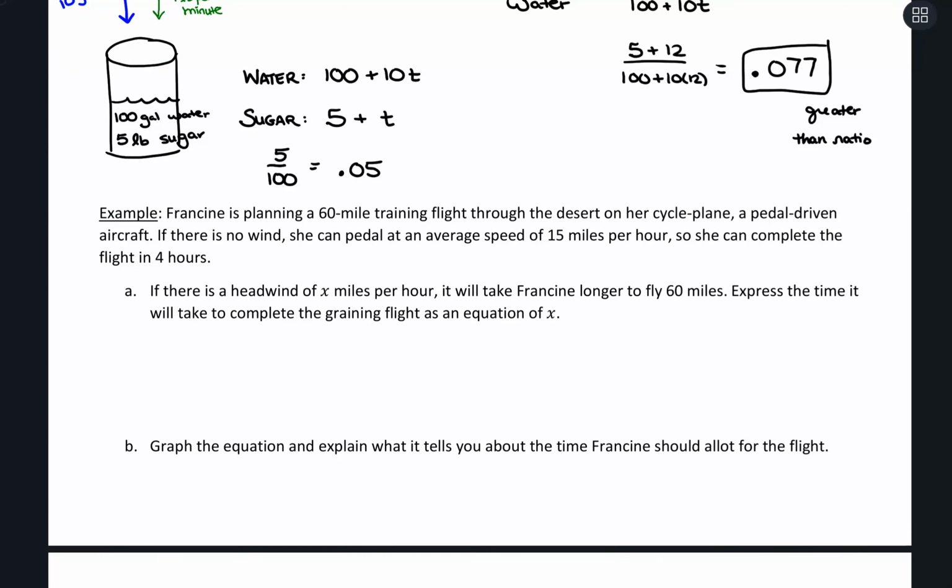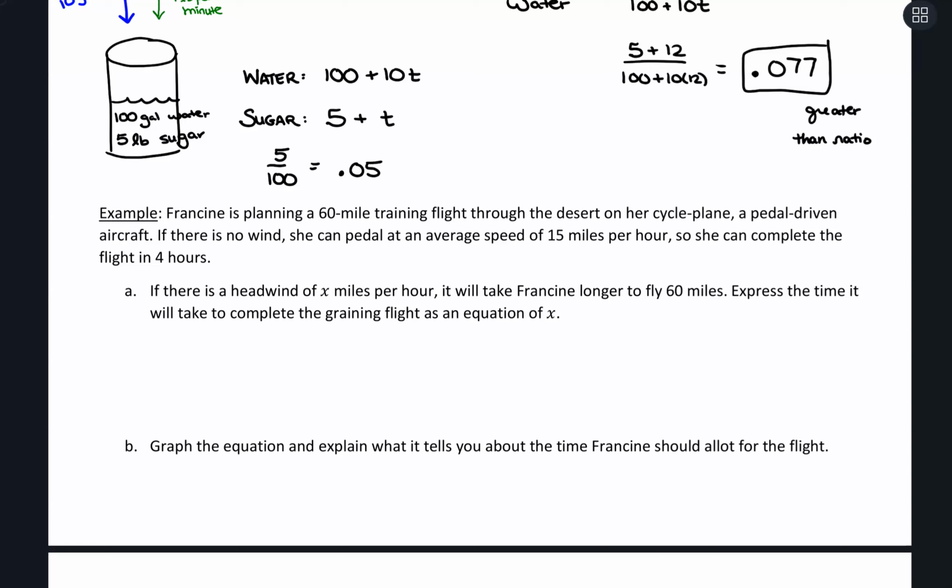Okay, this next one we have Francine planning a 60-mile training flight through the desert on her cycleplane, which is a pedal-driven aircraft. If there's no wind, she can go at a rate of 15 miles per hour, and she's going a distance of 60 miles, and the flight takes 4 hours.